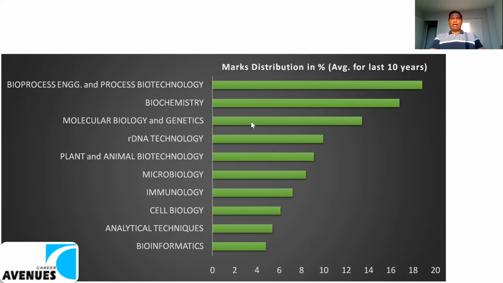It makes sense. And if you take biochemistry, biochemistry constitutes around 17% of the total marks which are allotted for the GATE biotechnology. And that's a huge number. 17% is a huge number. And I would focus more on biochemistry than bioprocess engineering and process biotechnology, because the number of topics that you need to cover under biochemistry is very small when compared to the number of topics that you have under bioprocess engineering and process biotechnology. So in terms of your preparation, biochemistry is a safe bet, because like you can see here, this is an average for 10 years, and 17% of the total marks on an average is allotted for biochemistry, and the topics that you need to cover are relatively few.